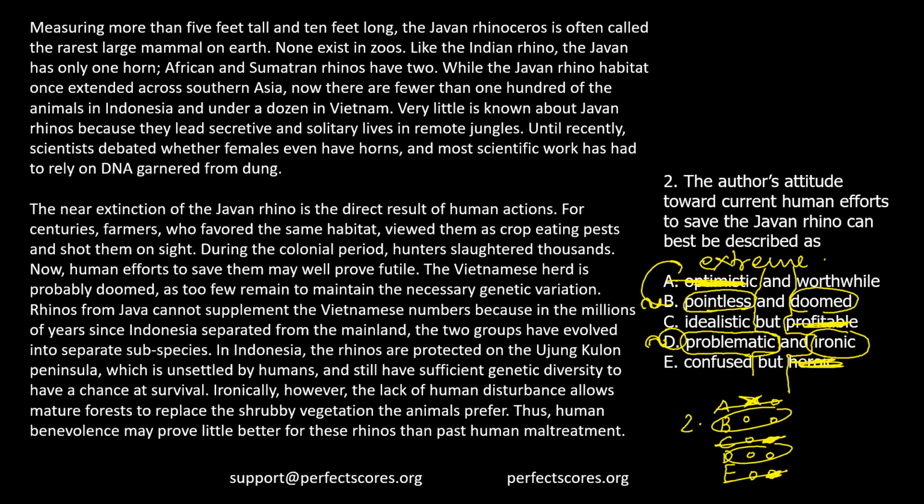Yeah, like there's no chance that it may survive. That is true for the Vietnamese herd, if you talk about that. But the Indonesian ones are protected. They still have genetic diversity to have a chance. So they do have a chance, and B would be too extreme for them. So B is eliminated because of that.